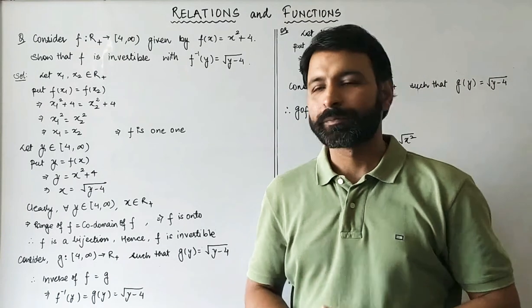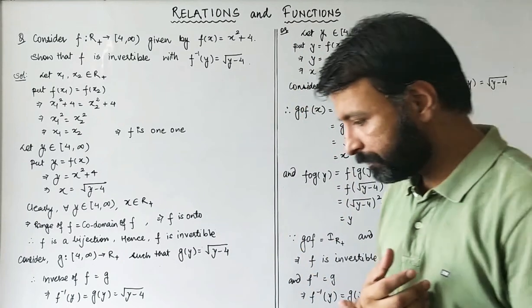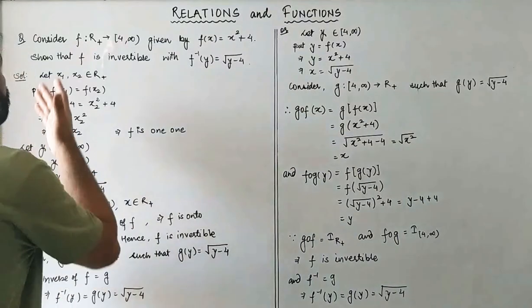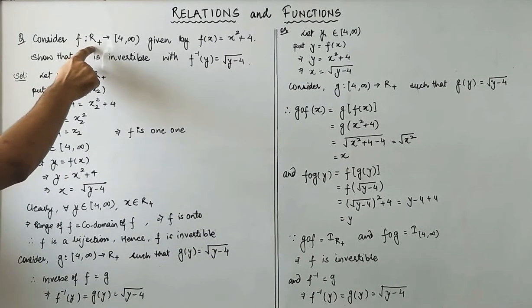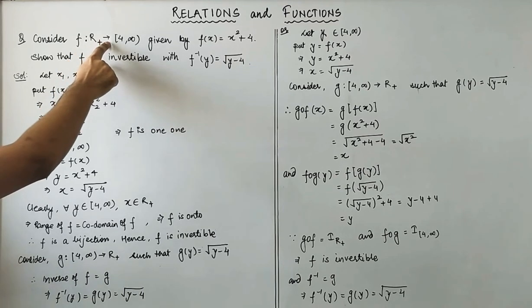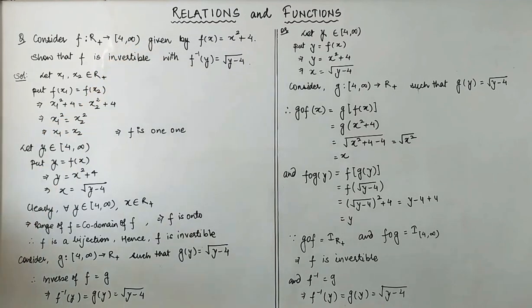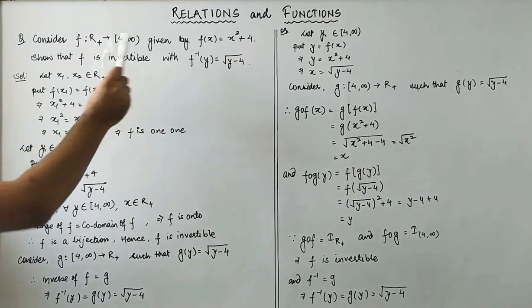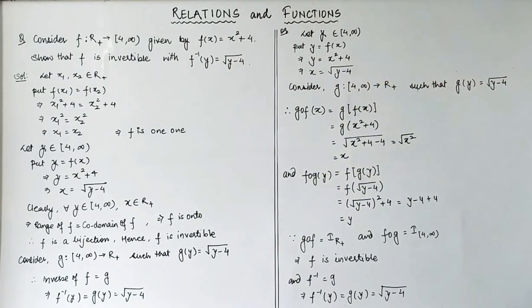नमस्कार बच्चों. Today we'll start with another question of invertible functions. Consider f be a function defined from set of positive real numbers to a set of real numbers from closed interval 4 to infinity given by f(x) is equal to x squared plus 4. Show that f is invertible with f inverse y as root of y minus 4.